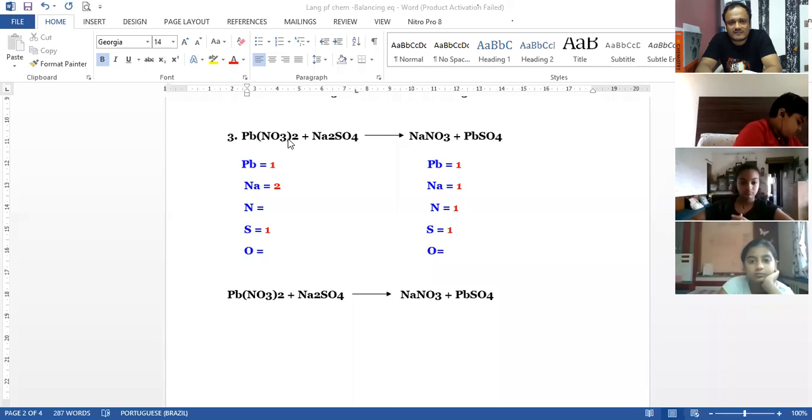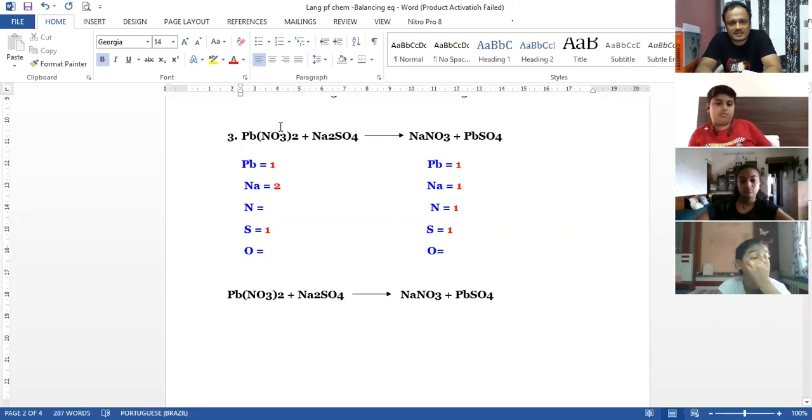So if you look on the left hand side, you can see that in lead nitrate, we have put NO3 in a bracket and we have got a 2 outside the bracket. So that is lead NO3 twice. So when we have something in the bracket and a number outside it, we have to multiply that number with whatever elements are there inside the bracket.